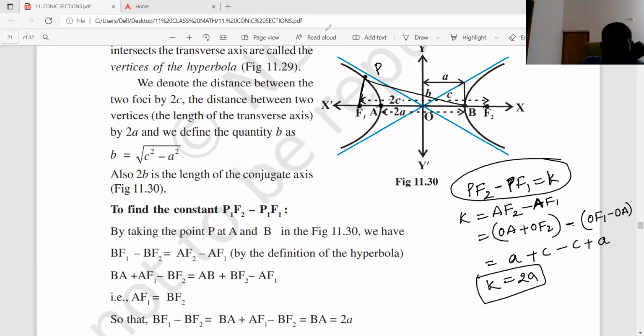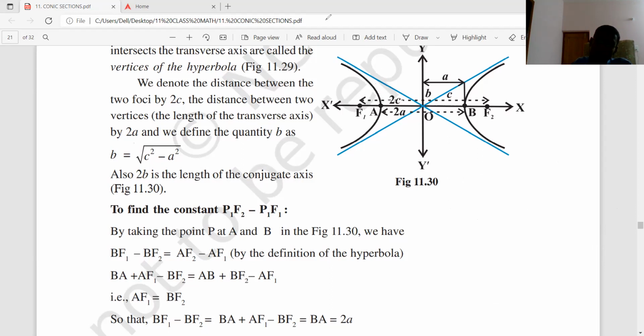Here you need to get the idea that the difference of two distances from the point P, and A is also a point on the hyperbola, right? Already we discussed, by definition, this is nothing but this. The difference of distances from two fixed points is always constant. You take either P or A, you get the same thing. That is by definition. Is that okay?